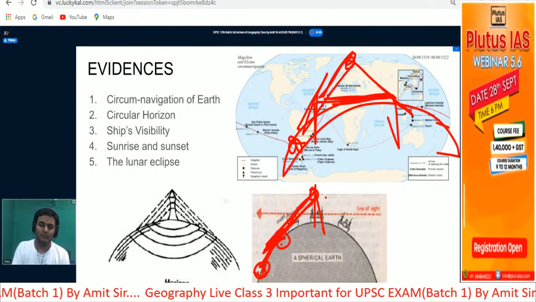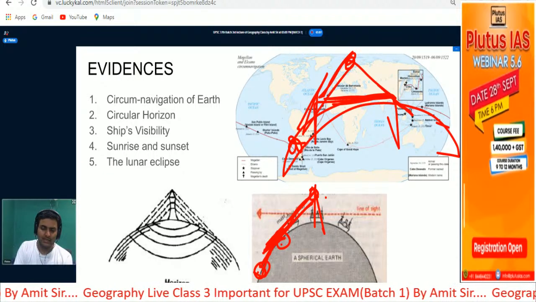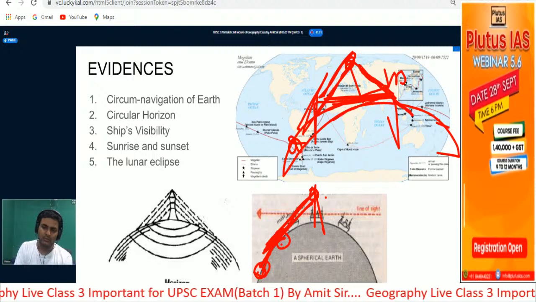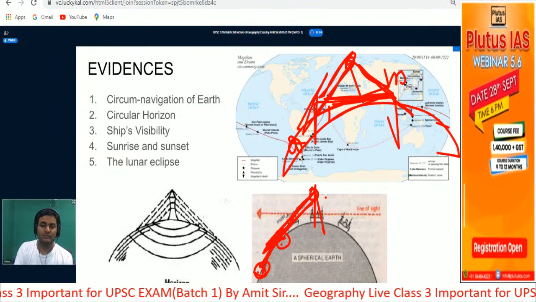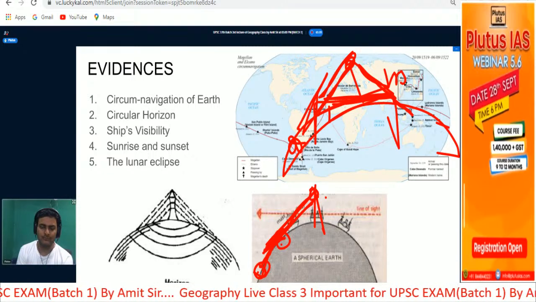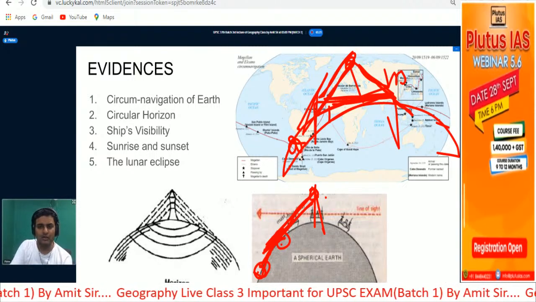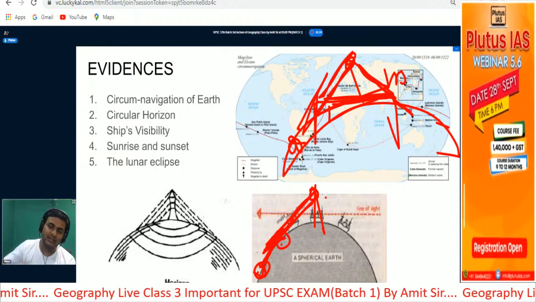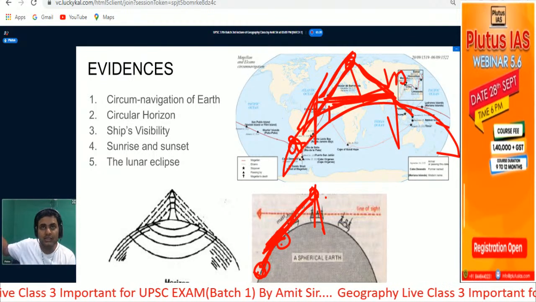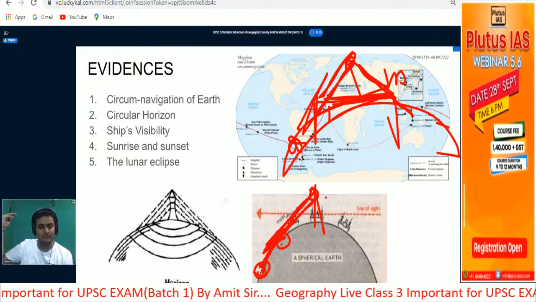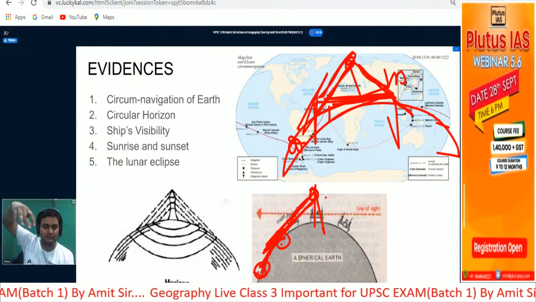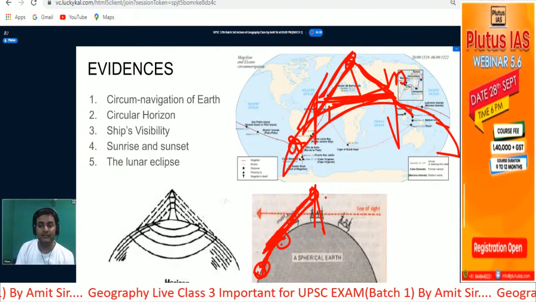Circular horizon. The horizon is all about the same thing here. If a person is standing at 1 meter height, he will be able to see this much only. If he increases his height, for example if you are standing on the roof of your house, you can hardly see up to a kilometer or two. If you are standing on the 20th floor of an apartment, you would be able to see at least 10 to 20 kilometers. So this visibility region increases.